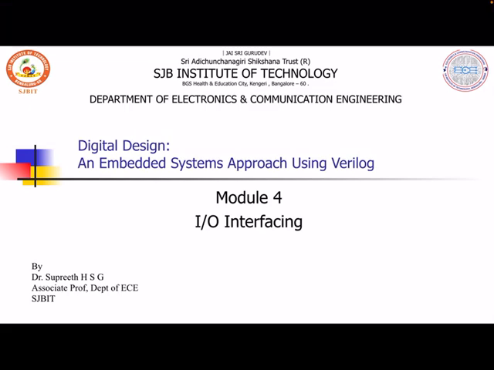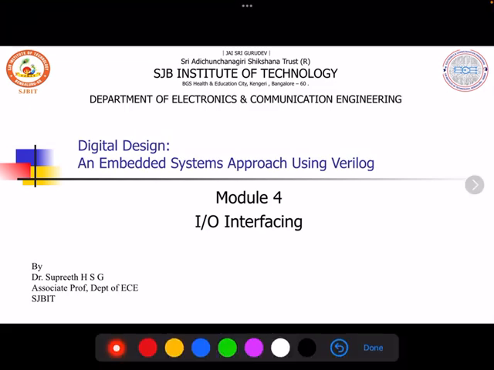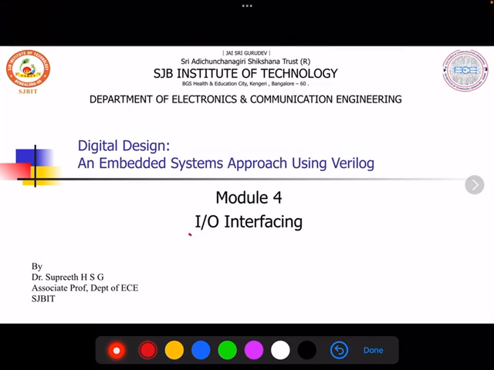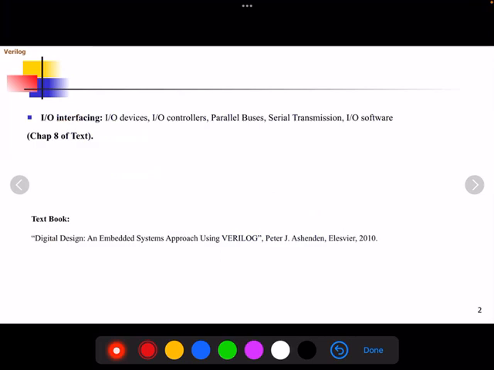Today we will be discussing the topics from the fourth module. It is I/O interfacing. The topics in this module are I/O devices, I/O controllers, parallel buses, serial transmission, and I/O software. Now we will be discussing I/O devices, especially concentrating on input devices.